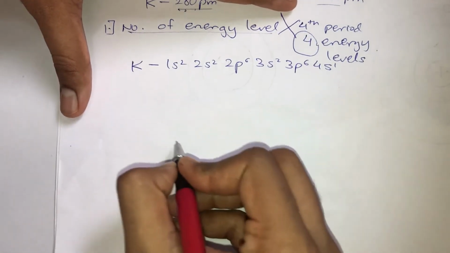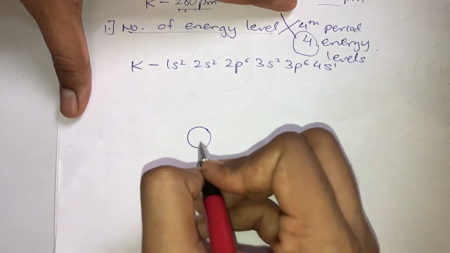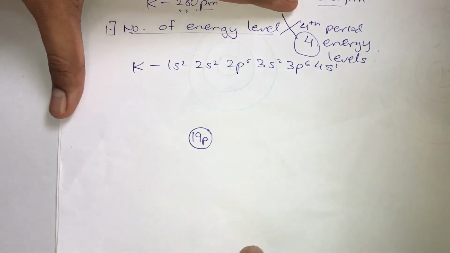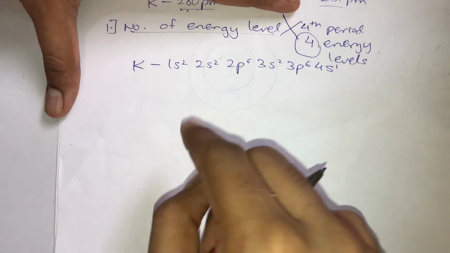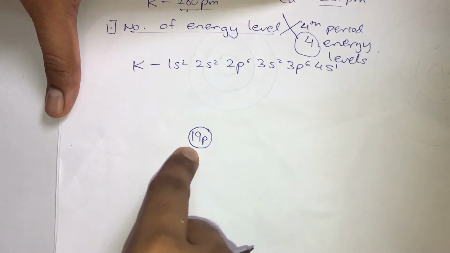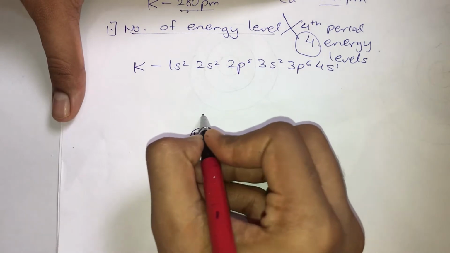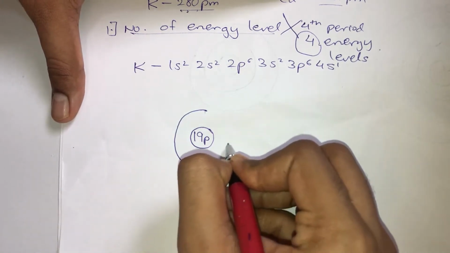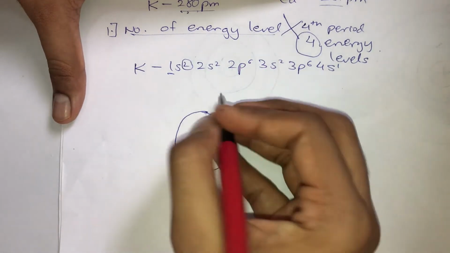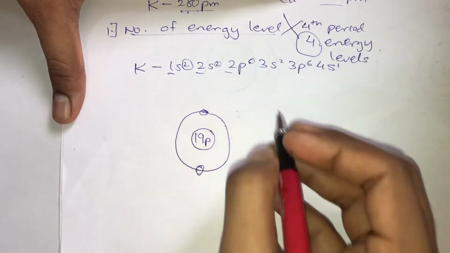So first of all, I'm going to draw a positively charged nucleus, and inside this nucleus there are 19 protons. Now why are there 19 protons? Because the atomic number of potassium is 19, therefore it is obvious that there will be 19 protons inside the nucleus. Now I draw the first energy level. Inside this first energy level, I know that there are only 2 electrons present. Inside the second energy level, there are 2 plus 6, 8 electrons present.